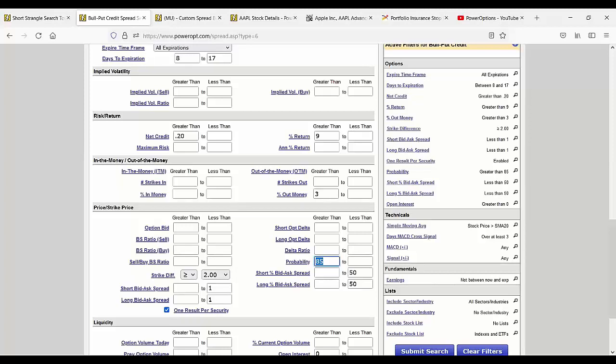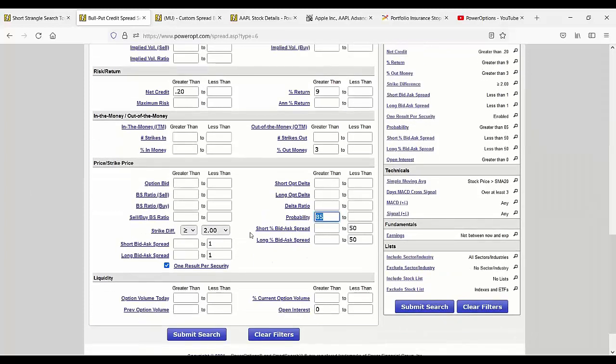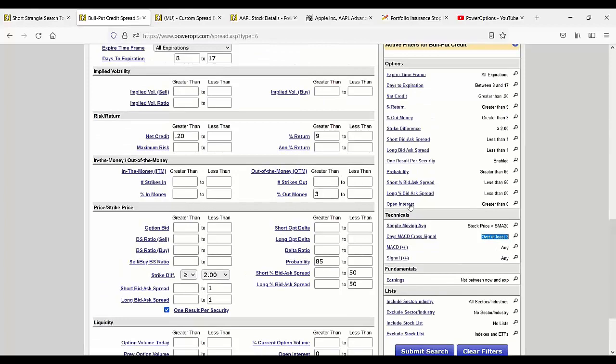James, I'm sorry. Just like he was looking for in the short strangles, just like we talked about in the iron condors, which in a sense are vertical spreads. We're looking for an 85% probability or higher. And I might want to look for strike differences that match my goals. I like to look for strike differences greater than 2, not using the 50-cent strike differences for that as well. Simple moving average, stocks above the 20-day moving average, avoiding earnings between now and expiration, positive MACD crossover.